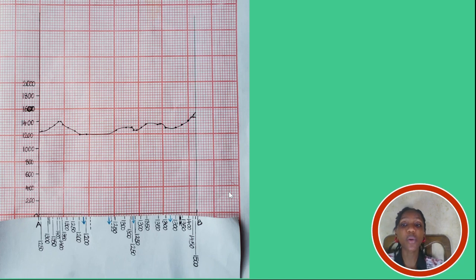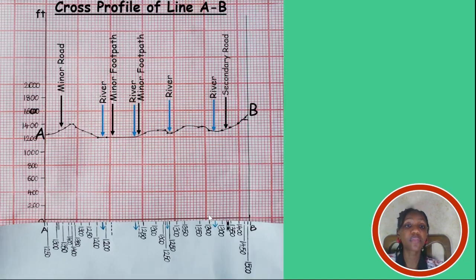Another thing I want to mention is that when joining the points, they should be smooth and curved and not done with a ruler, which would make the cross profile look zigzag like this. No, our cross profile shouldn't look like this. You're supposed to use your free hand to make sure that we have smooth curves and not a continuous zigzag. Now our cross profile is complete and it looks wonderful. All the names of the features were from the key.